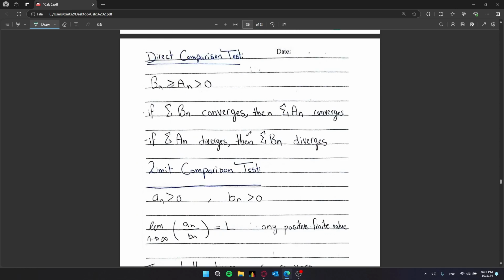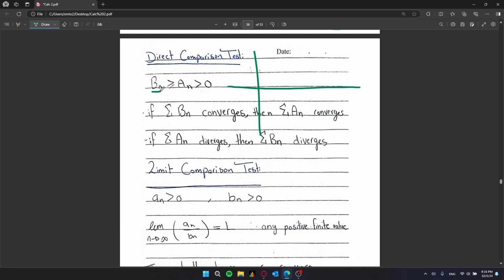Now, you have a few different tests to determine whether a summation converges or diverges. The first of which is the direct comparison test. You can memorize it as it's laid out in your textbook, but there is a different way to understand it, which is this way.